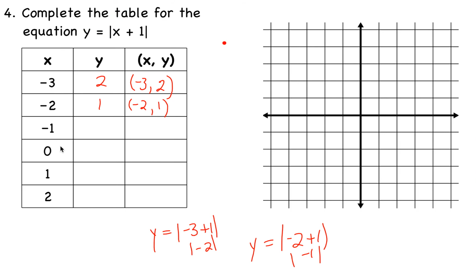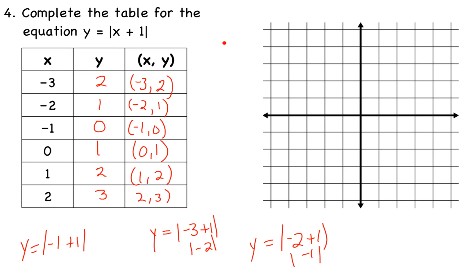Next one is negative 1. So y equals the absolute value of negative 1 plus 1. So that's a 0, and the absolute value of 0 is 0. So the ordered pair is negative 1, 0. Plug in a 0, we get out a 1. So this is the point 0, 1. I'm going to zip through these. This one's going to give us a 2, so that's the point 1, comma 2. And the last one is going to be a 3, so that's the point 2, comma 3.